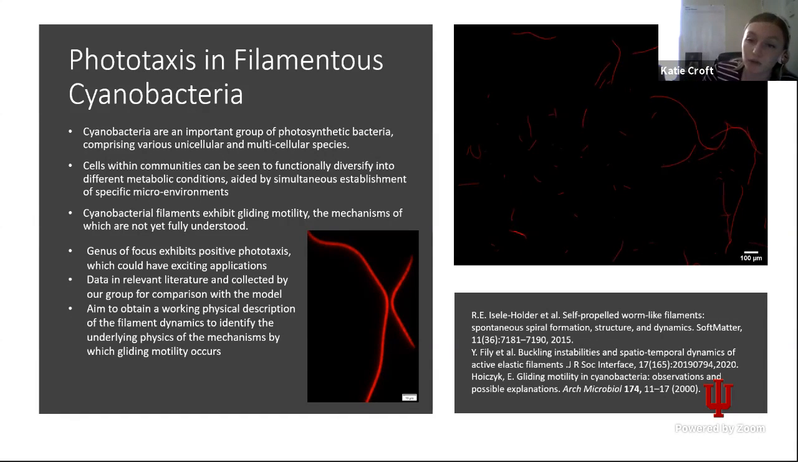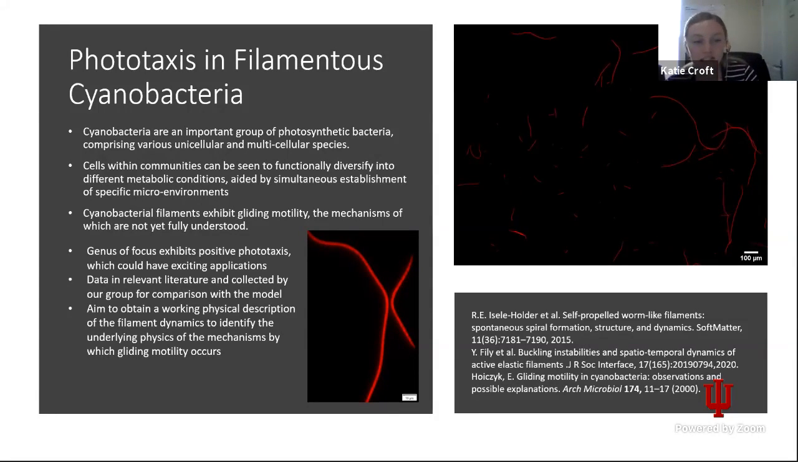The genus we're focusing on also exhibits phototaxis. So in positive phototaxis, they're seen to move towards light stimuli. This could have some really exciting applications if the behavior were to be quantified or controlled, even biological optical fibers, if we think really crazily.